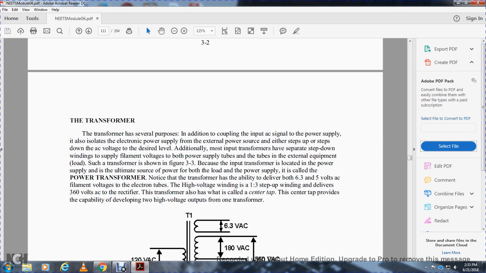The size of the transformer is shown in figure 3.3. The input transformer located in the power supply, the ultimate source of power for both the load and the power supply, is called the power transformer.